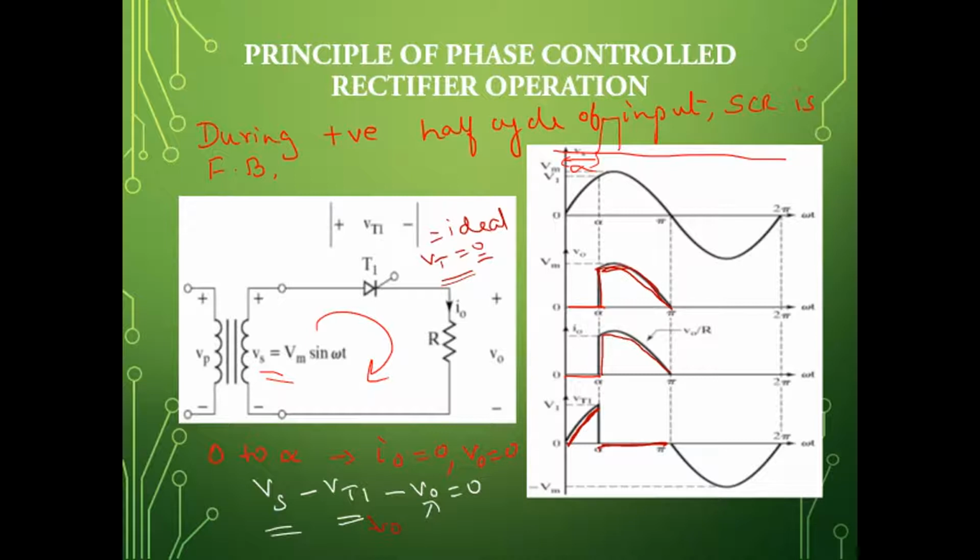Now let us see what happens when it is negative half cycle of the input. So during negative half cycle of the input, this is minus, this is plus, the thyristor is reverse biased. So if it is reverse biased, no current flows through the load and it is not going to conduct. So the I0 is 0. Okay, you can observe here V0 is also 0. So if I0 and V0 are 0, then what is Vt1 equal to? Vt1 is equal to the supply, that is what drawn here. So I hope this is clear to you.